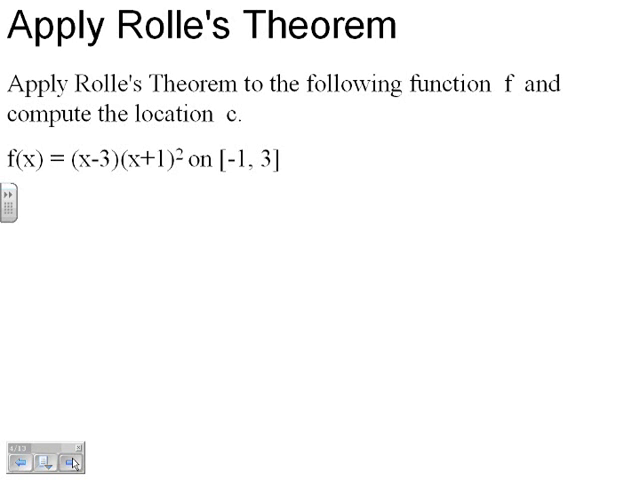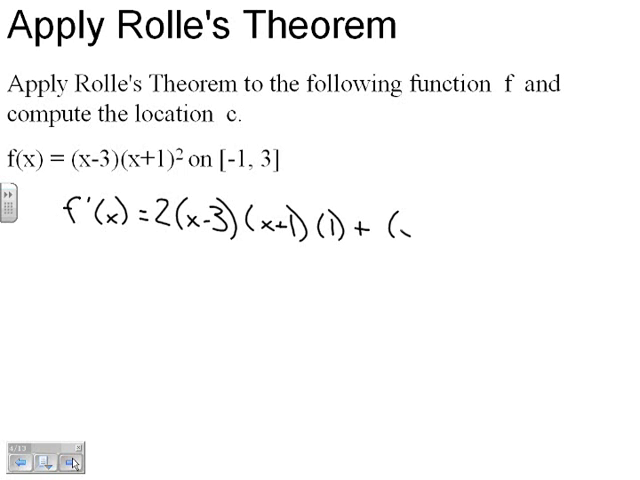So the first thing we're going to do is differentiate. So we're going to take the derivative with respect to x. So f prime of x is going to be equal to, what rule am I using? Product and chain, just like last time. So I'm going to have x minus 3 times, chain rule here, so I'm going to go ahead and move the 2 out in front just because that looks better, times the x plus 1 times the derivative of the inside, which is just the 1, plus the other one. So it's going to be x plus 1 squared times the derivative of the other one, which is just 1.